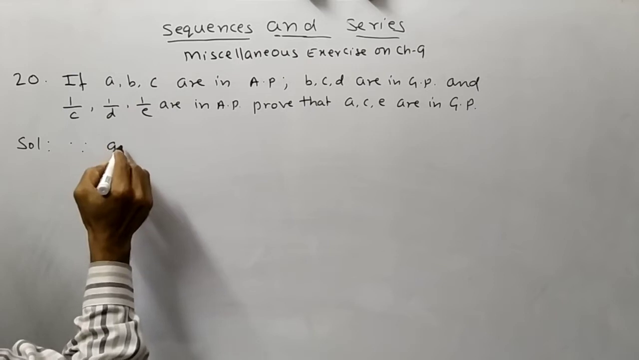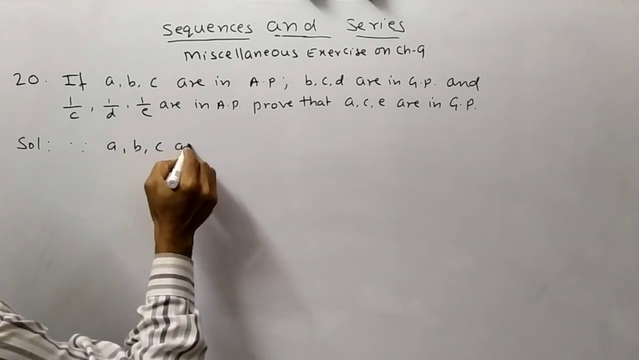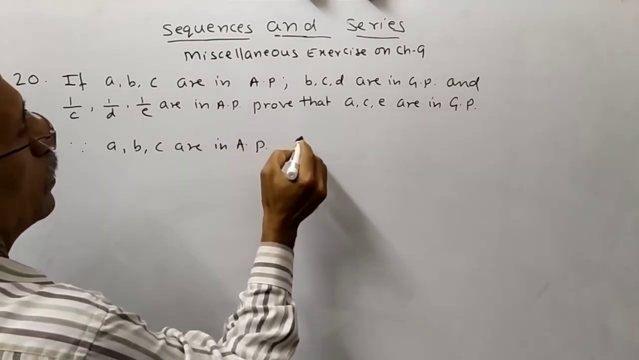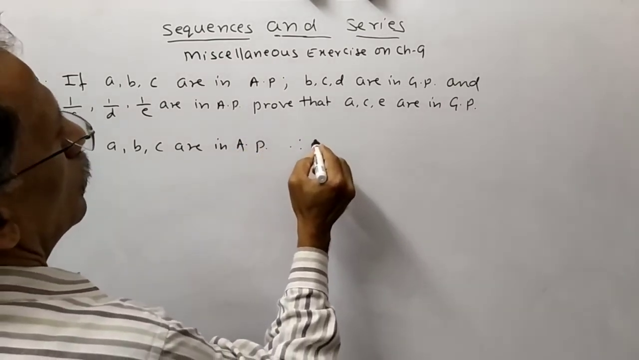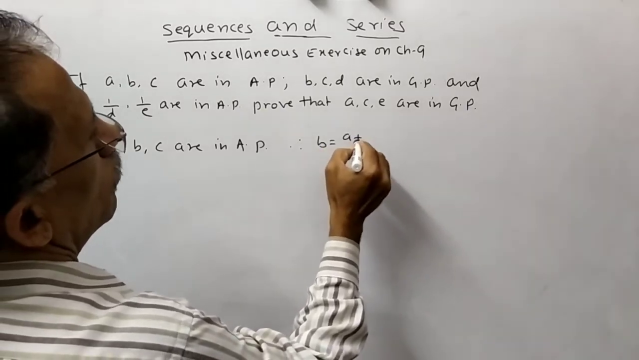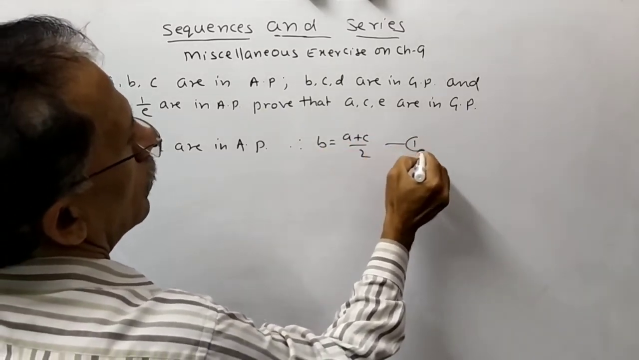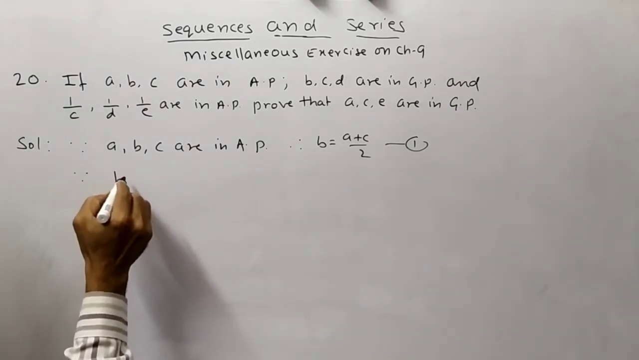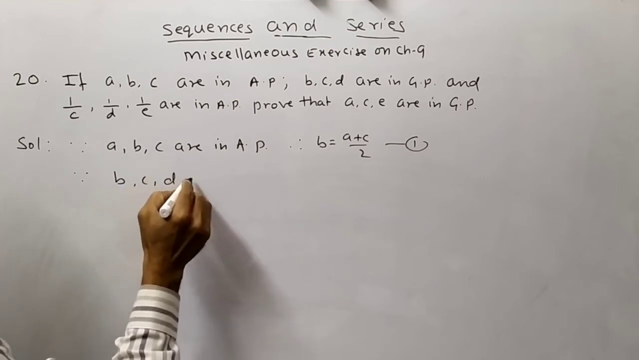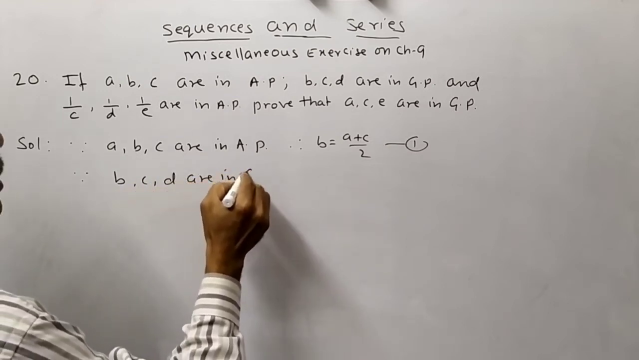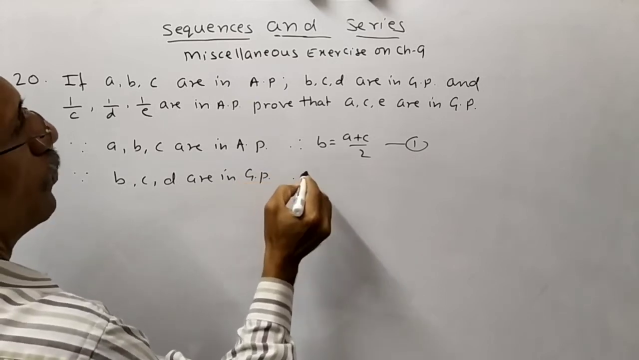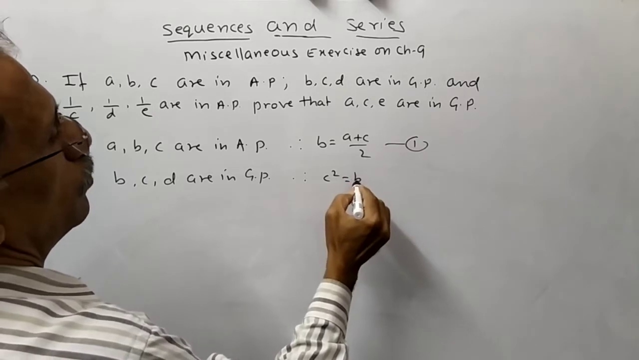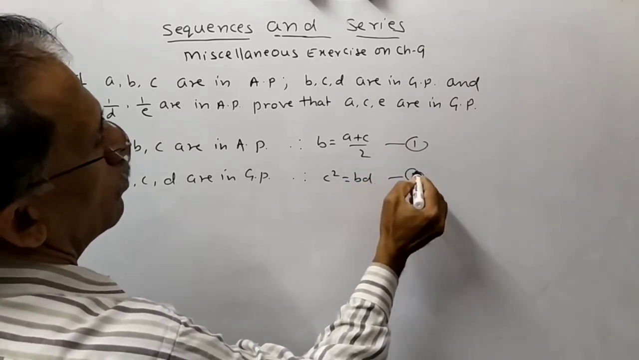Since A, B, C are in AP, therefore B is equal to (A plus C) divided by 2. Say number 1. Since B, C, D are in GP, therefore C square is equal to BD. Say number 2.